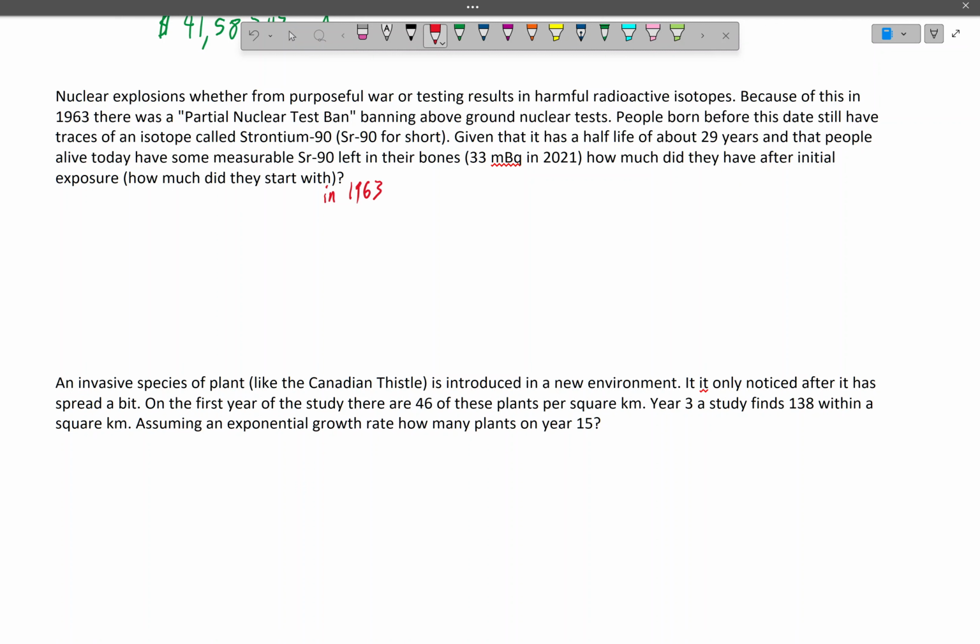Okay, so if we were trying to solve this question, what we're going to do is just say the final amount is 33. What is our initial starting amount? I'm just going to call it A. And this is a half-life of 29 years.